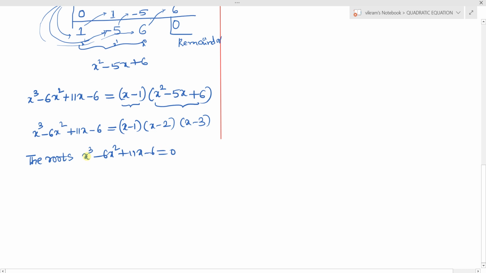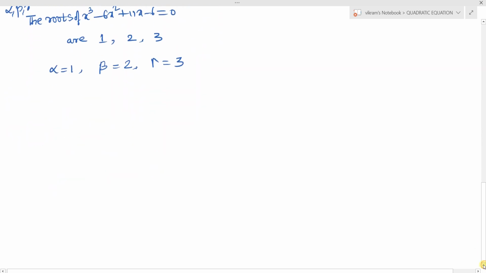The roots of this cubic equation are given by x minus 1 equals 0, x minus 2 equals 0 and x minus 3 equals 0. That means 1, 2, 3 are the roots. In the question it is given that alpha, beta, gamma are the roots of this cubic equation. Then we can equate alpha equals 1, beta equals 2 and gamma equals 3.